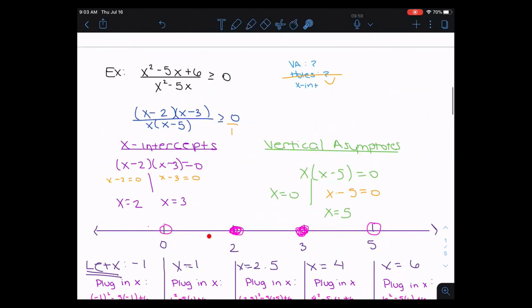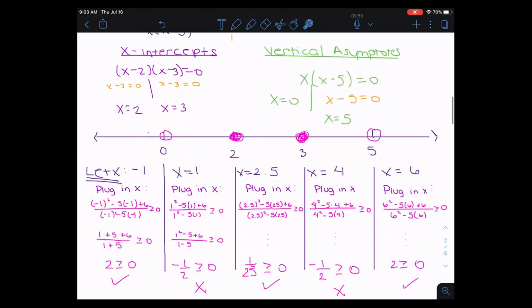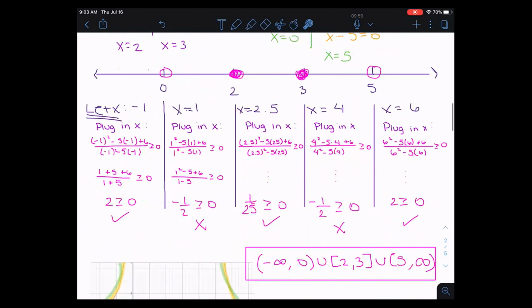So I'm going to have -1 squared minus 5 times -1 plus 6, and then -1 squared minus 5 times -1. And then we're just going to test. Is it greater than or equal to 0? Simplify this, we get 2 is greater than or equal to 0, and that is true. So that is satisfied. Now we're going to test each of these points.